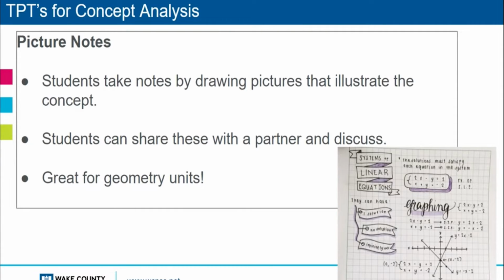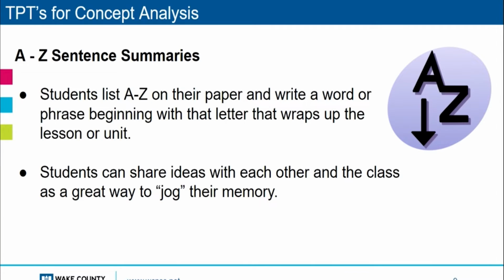Picture notes. Students can take notes by drawing pictures that illustrate the concepts and share them with a partner and discuss them. This would be great for geometry units. A to Z sentence summaries. This is just simply having your students write A to Z on their paper and write a word or phrase beginning with that letter that wraps up the lesson or unit. It's a great way to share ideas with each other and jog the memories of your students.